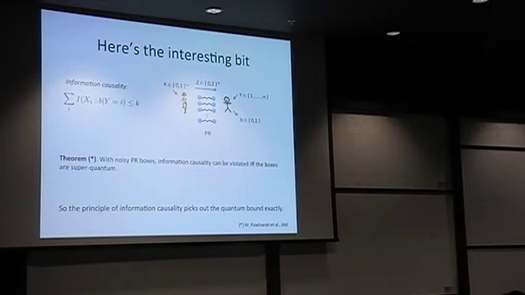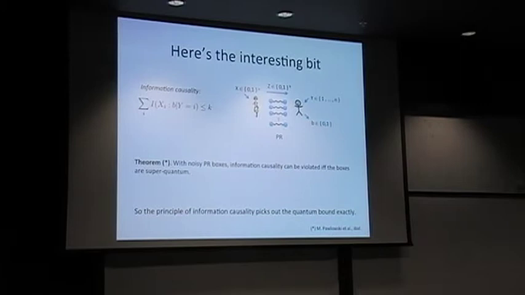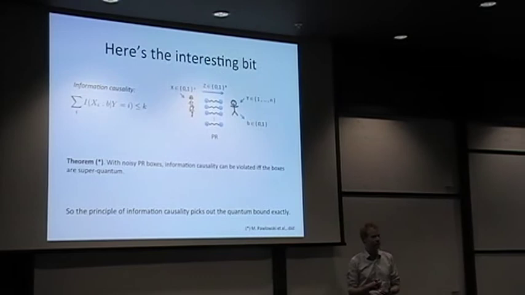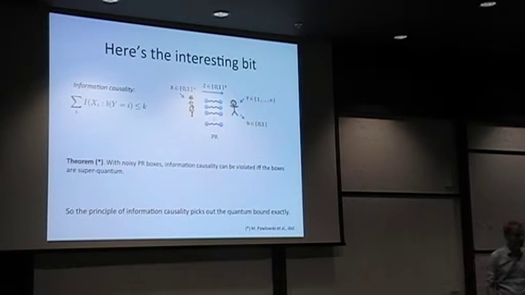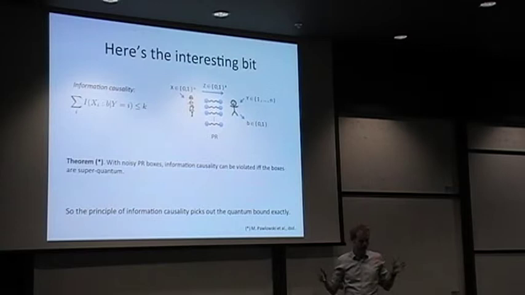There's been quite a bit of work, by the way, just by different people in other groups. Kind of with the same idea in mind, just trying to find natural principles, physical principles, information theoretic principles that serve to pick out the quantum correlations that you can get, the quantum degree of non-locality, and which would also serve to rule out non-quantum things.